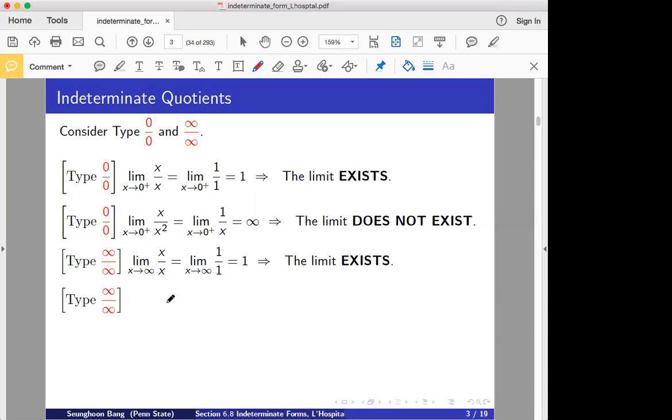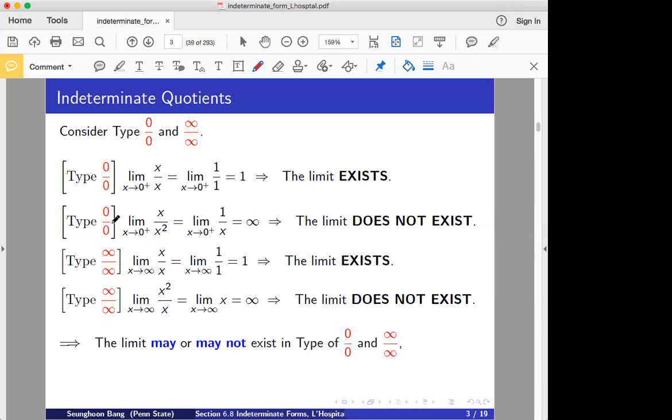Another type infinity over infinity form. Limit of x squared over x. You plug infinity into the top and bottom ones. So we have the same type. How can you solve? Cross out x. We have it. You plug infinity into x. Answer is infinity. Limit does not exist.